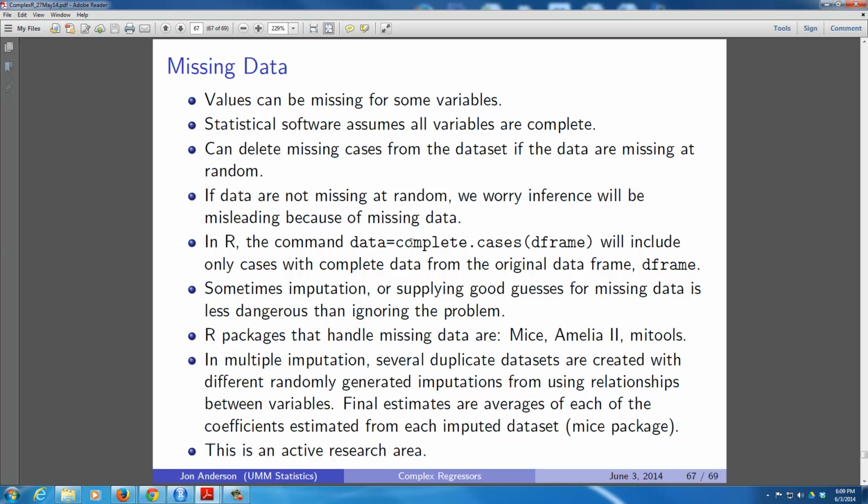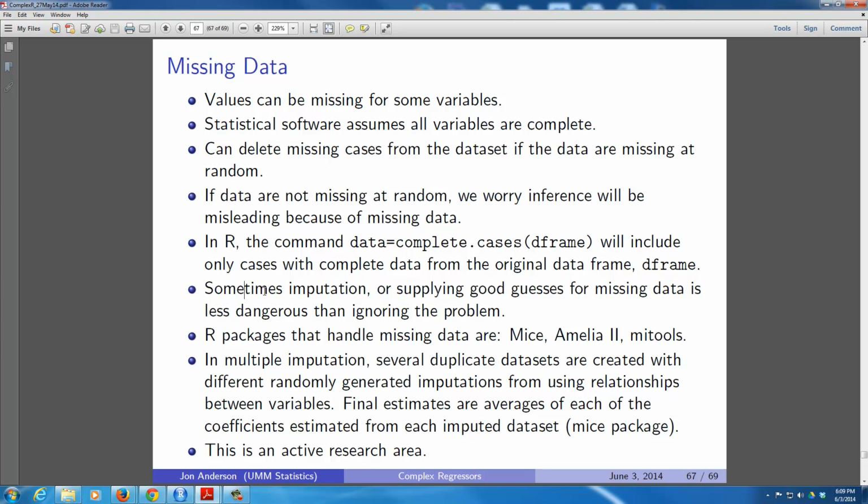There is a nice command in R that will force you to use complete cases, so you can come up with a complete, no-missing-data set using the complete cases command on a data frame. In a model you could do data equals complete cases of the data frame, and you would have a data set with no missing values at all.